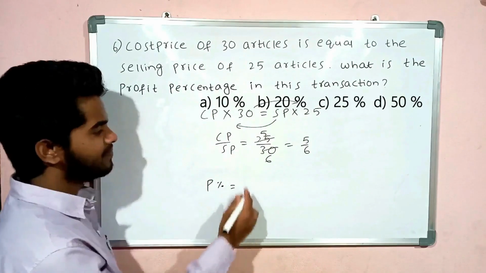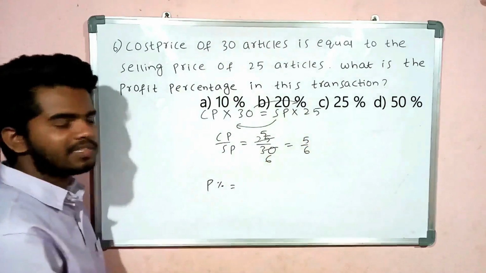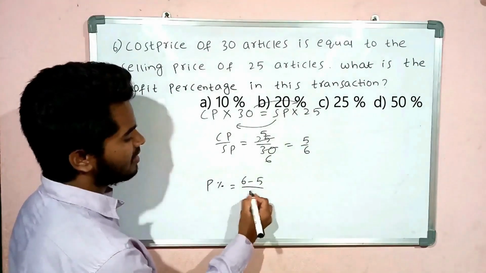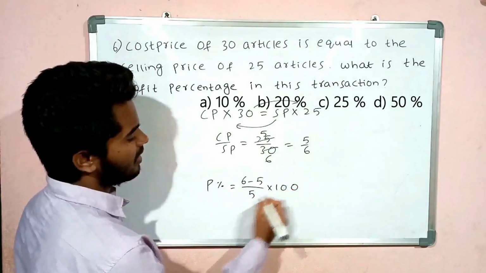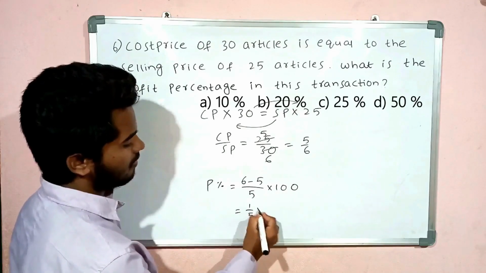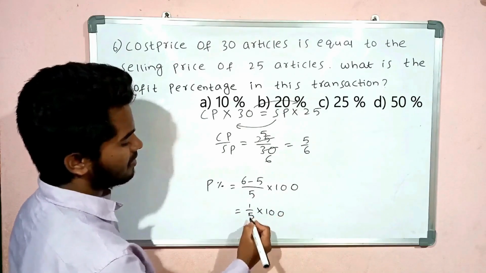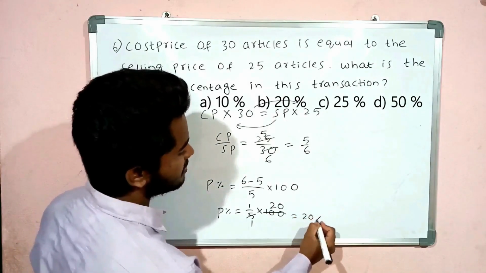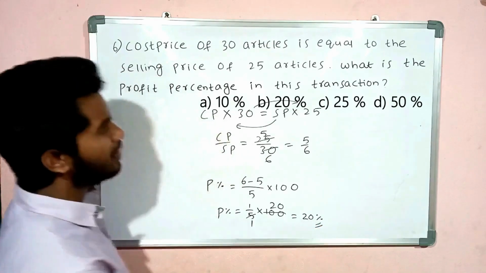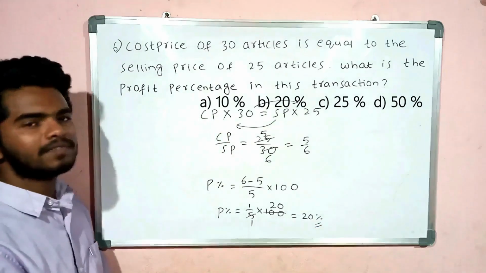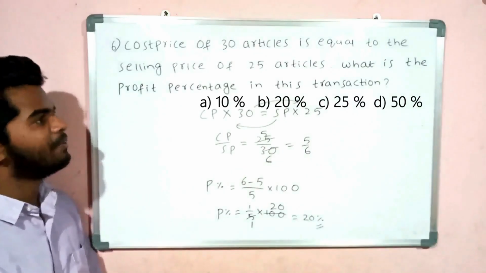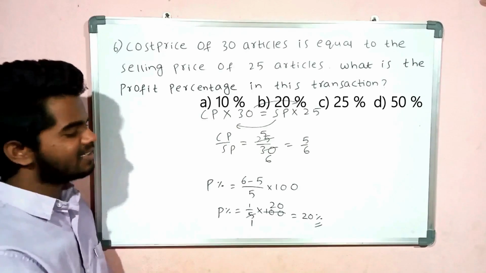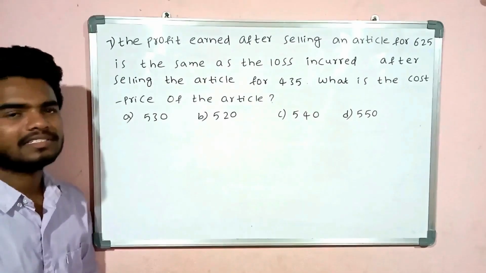Profit percent equals selling price minus cost price, 6 minus 5, by cost price, into 100. That is 1 by 5 into 100, which equals 20%. So the profit is 20%.